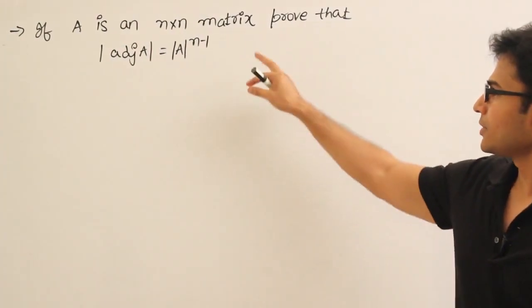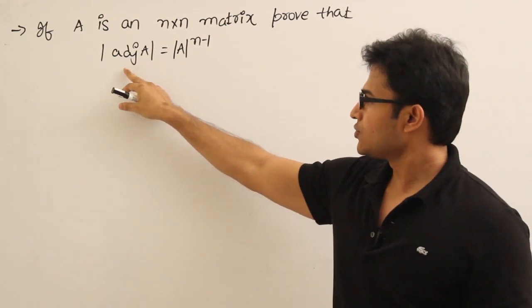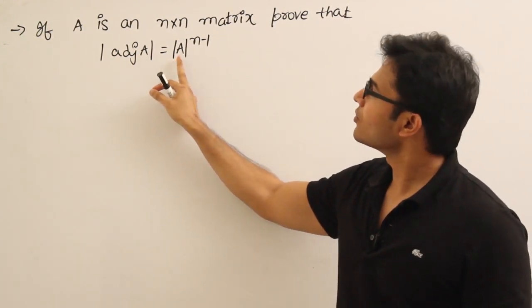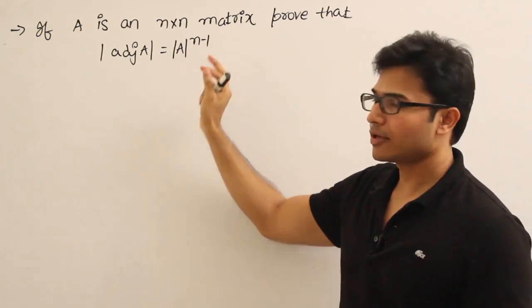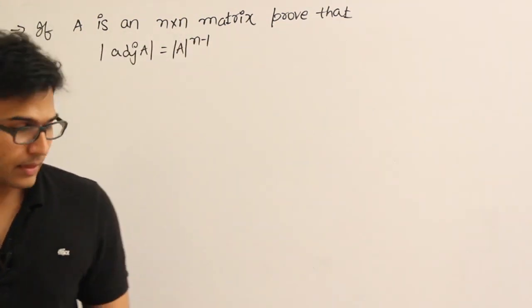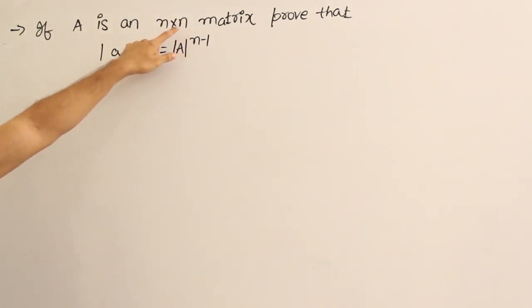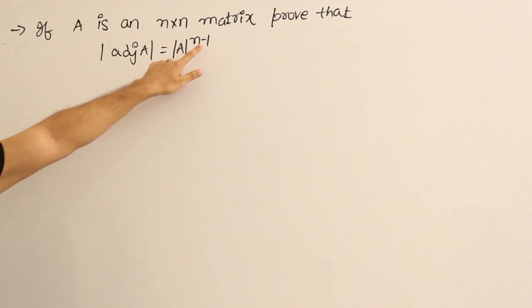The question was this: if capital A is an n by n matrix, prove that the determinant of the adjoint of A is equal to the determinant of A raised to the power n minus 1. So we shall prove this. One important thing is A is an n by n matrix. So depending on that n by n, we got det A power n minus 1.